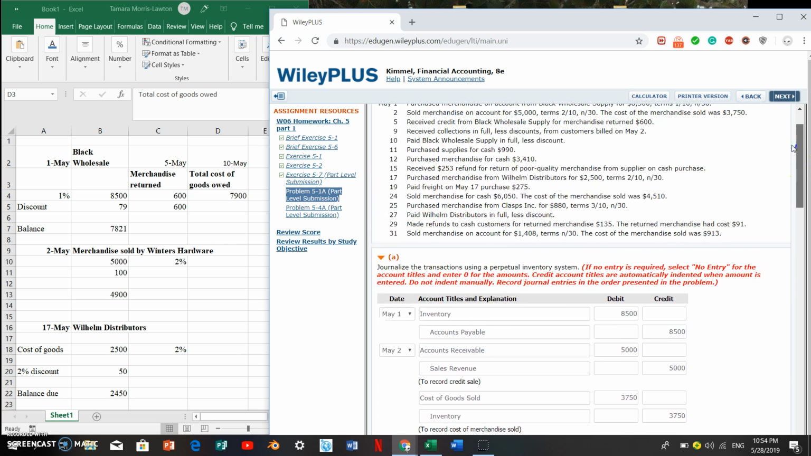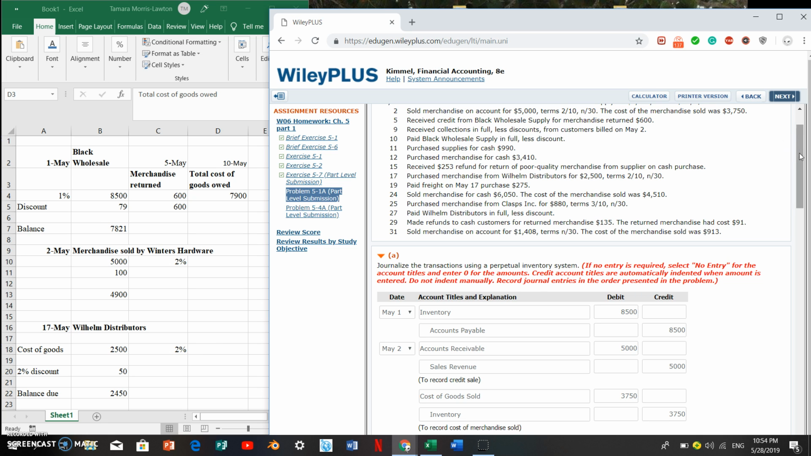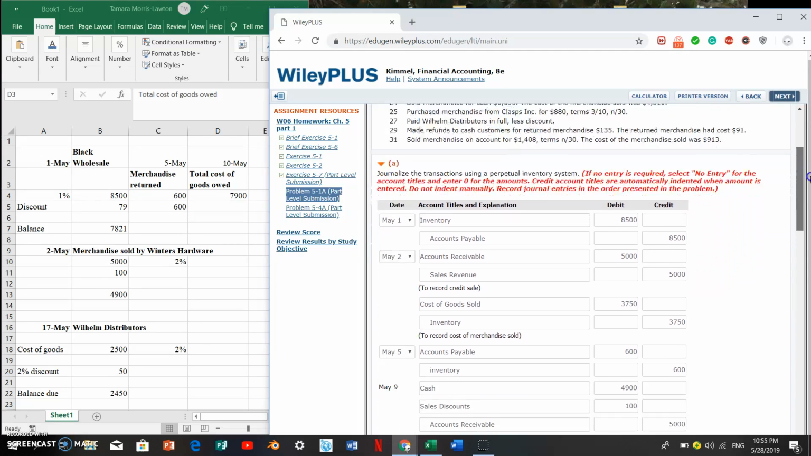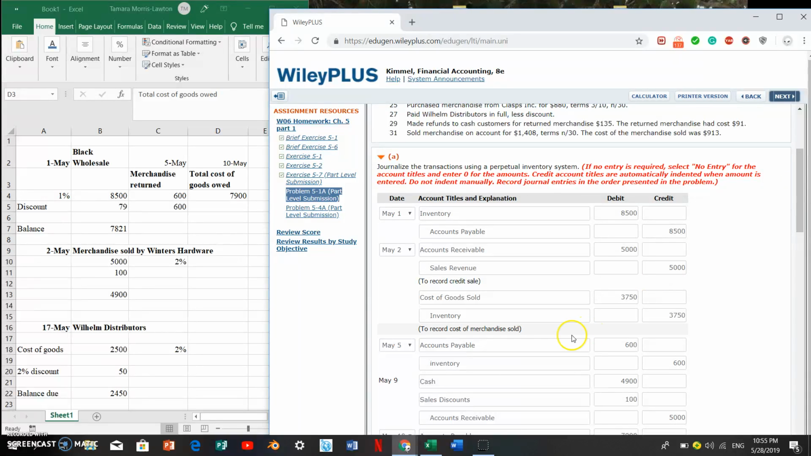On May 5th, they received credit from Black Wholesale Supply for merchandise returned for $600. This means that they were not satisfied with some of the goods, so they returned them and received credit for $600, which means that they wouldn't have to pay $600 of the total amount. So we would debit the accounts payable account with $600 and credit the inventory account with $600 to show that they gave back that amount.